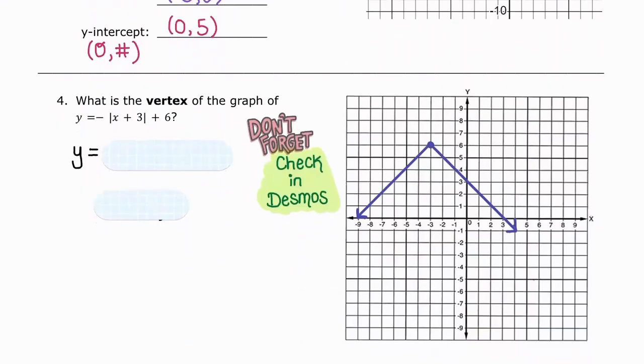All right, on this one, it says, where is the vertex of the graph? So vertex is my keyword. So I highly recommend graphing this in Desmos. So that's what I did in blue. You can see how I've graphed it. So hopefully you can see my new vertex is simply located at -3 and +6.